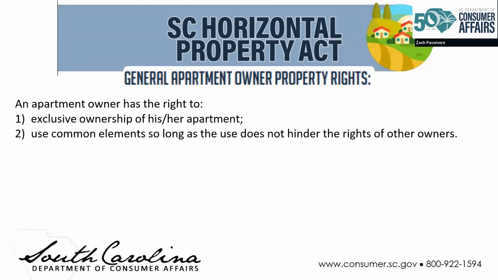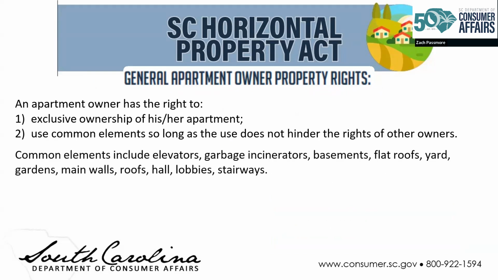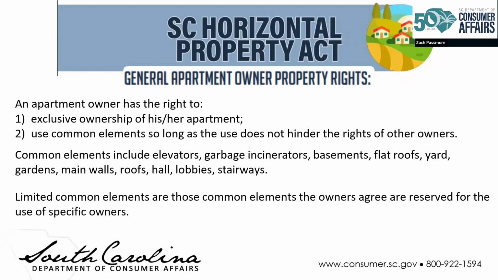So under the Horizontal Property Act, each apartment owner has certain rights, including the right to exclusive ownership of their apartment and the use of common elements, so long as their use does not hinder the rights of any of the other owners. When it comes to common elements, these things are defined, and they include things such as elevators, garbage incinerators, basements, flat roofs that owners may have access to, the yard, gardens, any main walls, roofs, hallways, lobbies, stairways, etc. And any limited common elements are those common elements the owners agree are reserved for the use of specific owners. The Act also includes other provisions for things such as repairs, insuring the property, and how to dismantle the regime if needed.